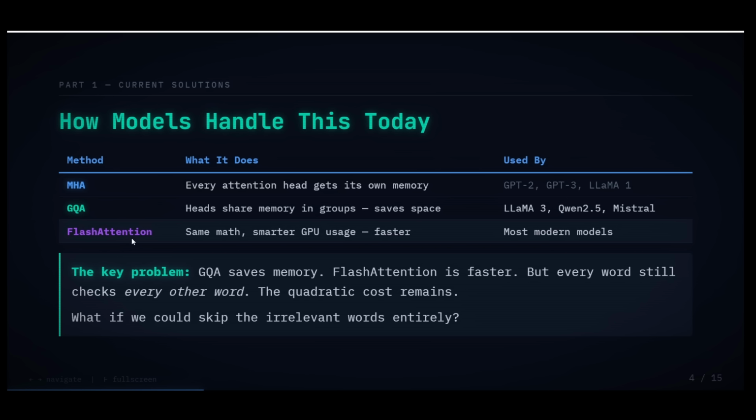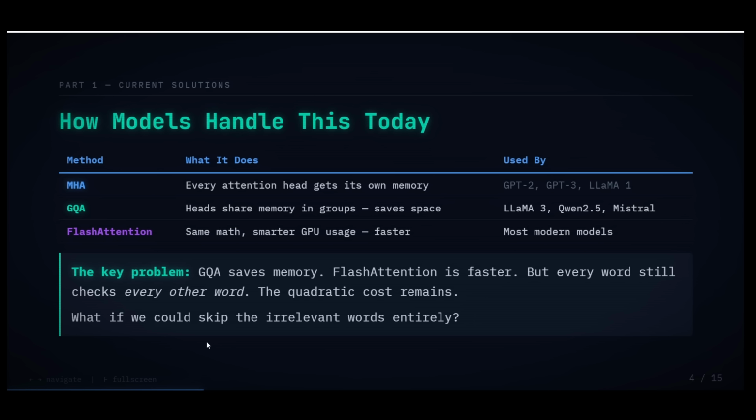Flash attention is just an optimization on speed, not an architectural change, so it gives exactly the same result even if it's faster. And most modern models use this flash attention version. But here's the key thing that none of these solve. Every word still checks every other word. GQA makes the memory smaller, flash attention makes the computation faster, but the quadratic scaling issue remains.